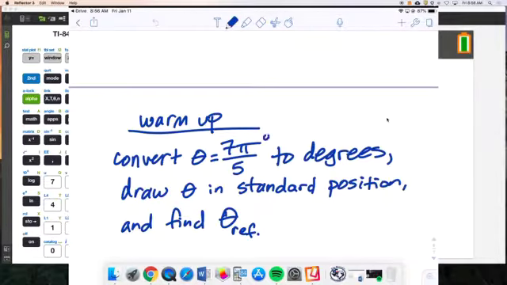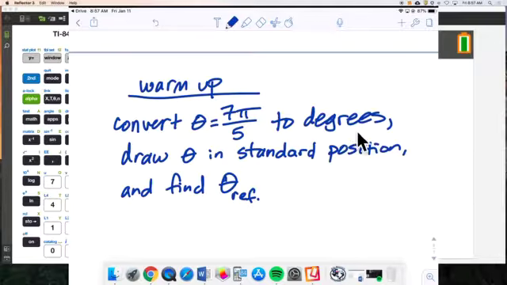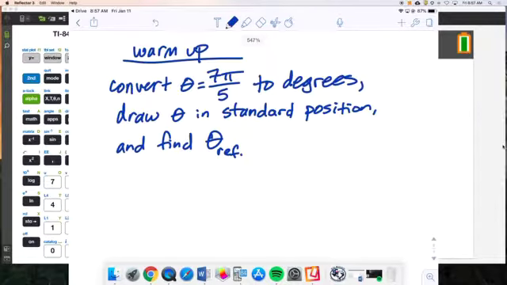If I had said 7 pi fifths degrees, then that would just be an angle in degrees, and 7 pi fifths is just like 21 divided by 5-ish, right? But because there's no degree bubble in the context of an angle, it's in radians. It's also helpful context clues when it says to convert to degrees. Like, oh, it must not be in degrees. Okay. And then it says to draw it into standard position and find the reference angle.